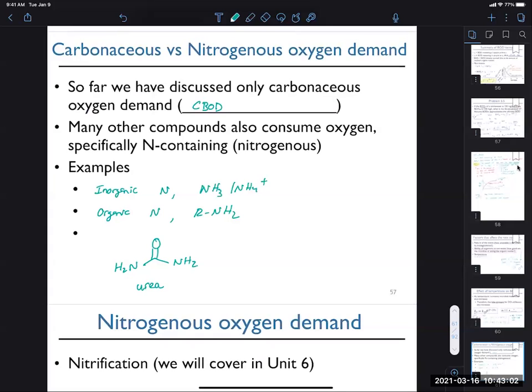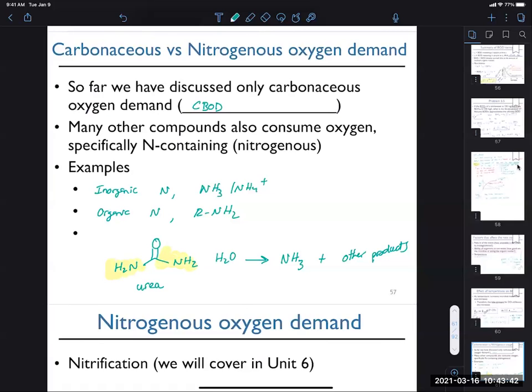And urea in water hydrolyzes to form NH3 and other products. You can see that the ammonia part is contained within this molecule. You don't have to know this reaction particularly, but if you've taken some organic chemistry, you might recognize that this is a hydrolysis reaction.